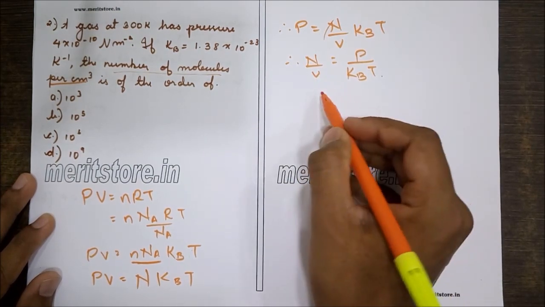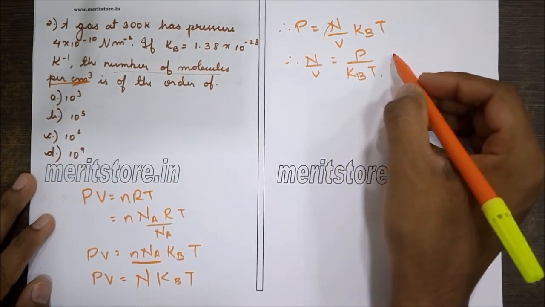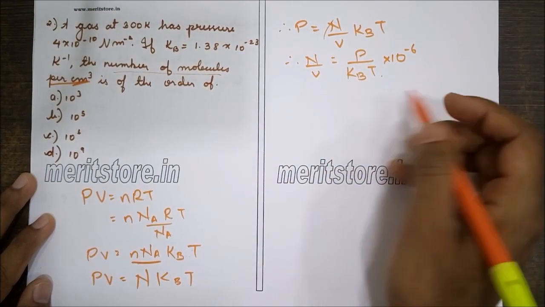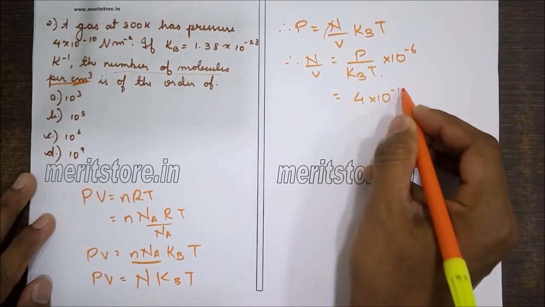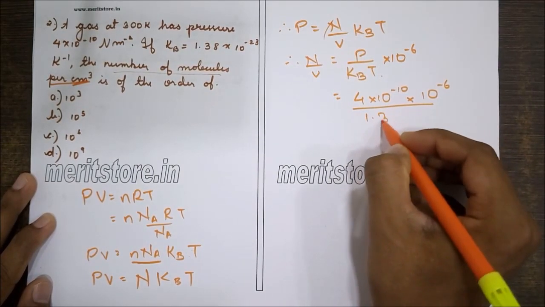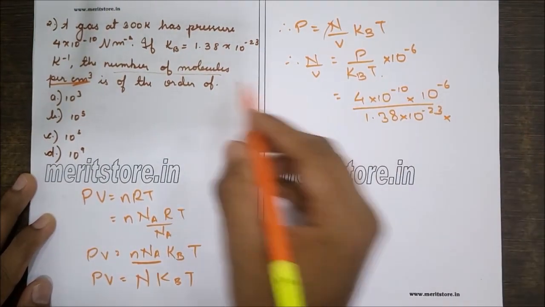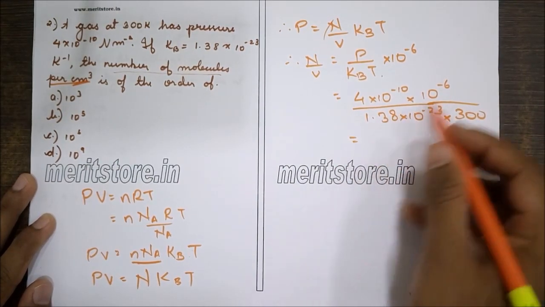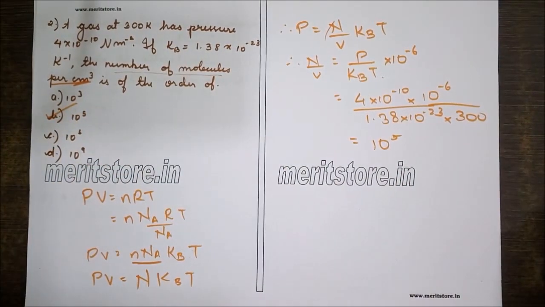So in order to convert into centimeter cube, because they've asked per centimeter cube, we'll need to add a term of 10 raised to minus 6 here. So the answer that we would get would be in per centimeter cube. Now substituting the values, we get 4 into 10 raised to minus 10, 10 raised to minus 6 upon kb, which is 1.38 into 10 raised to minus 23, into the temperature, which is given as 300 Kelvin. So this comes out to have an order of 10 raised to 5, hence option B is the correct answer.